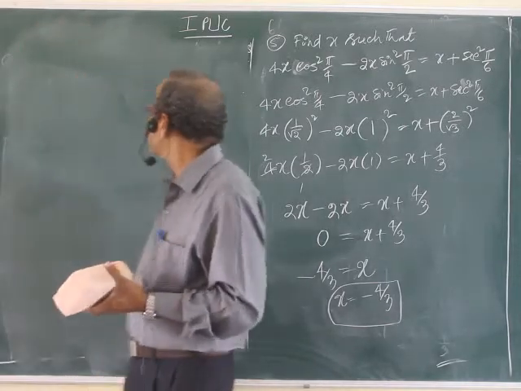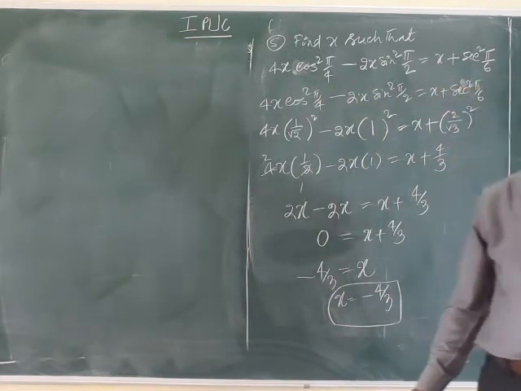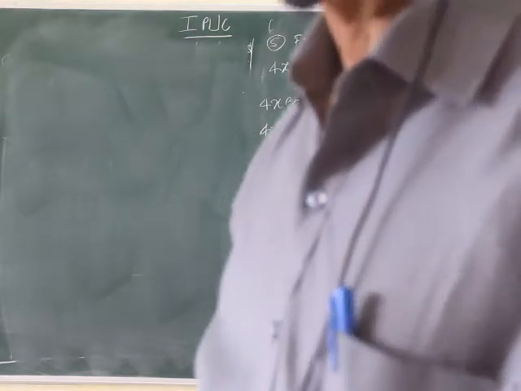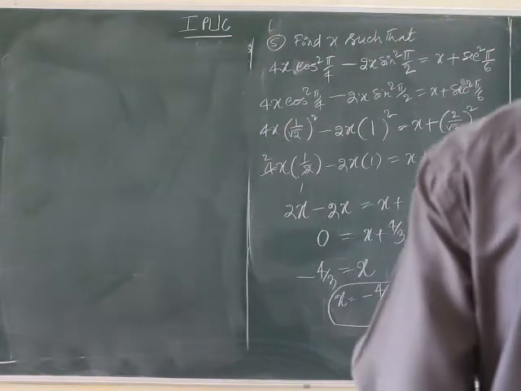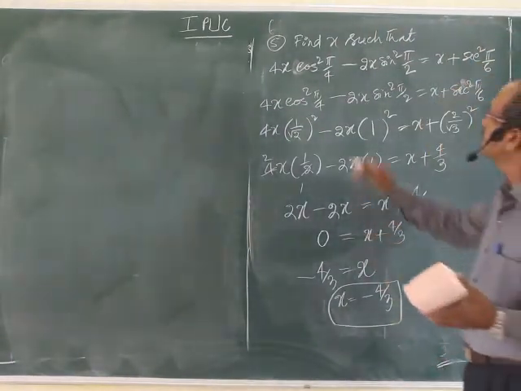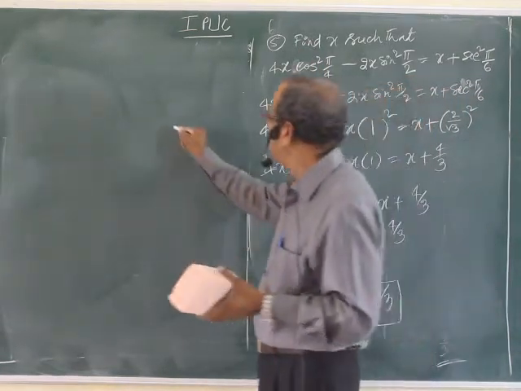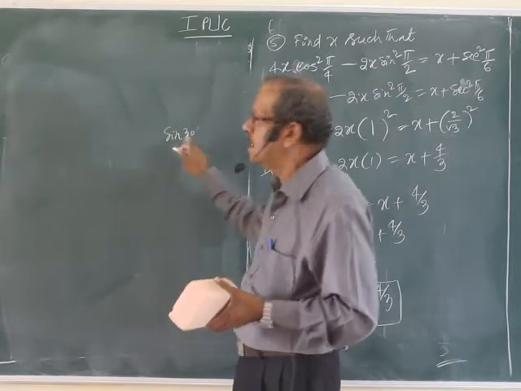Next, trigonometric ratios of standard angle. After that, so far you have seen trigonometric ratio of only the standard angle. Trigonometric ratio of only standard angle. That means sine 30 degree, 45 degree, 60 degree, 90.